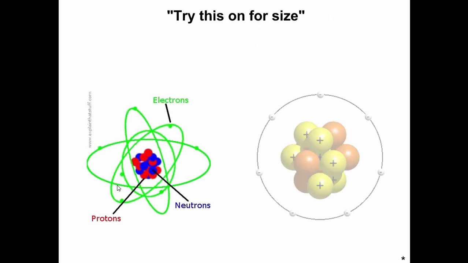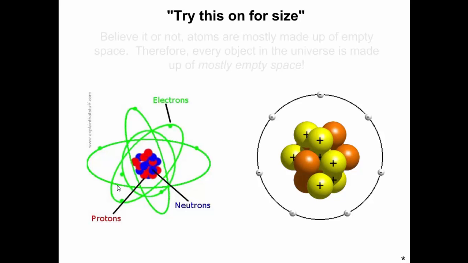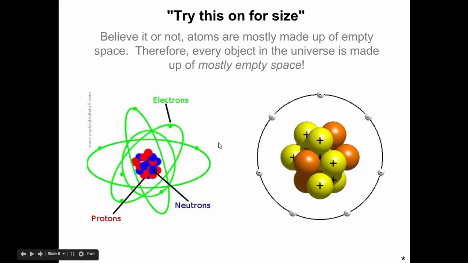So let's try this on for size. These are 2 examples of atoms, just depicted a little bit differently. And atoms are mostly made up of empty space. So in between this nucleus and these electron orbits is all empty space. So therefore, every object in the universe is made up of mostly empty space.